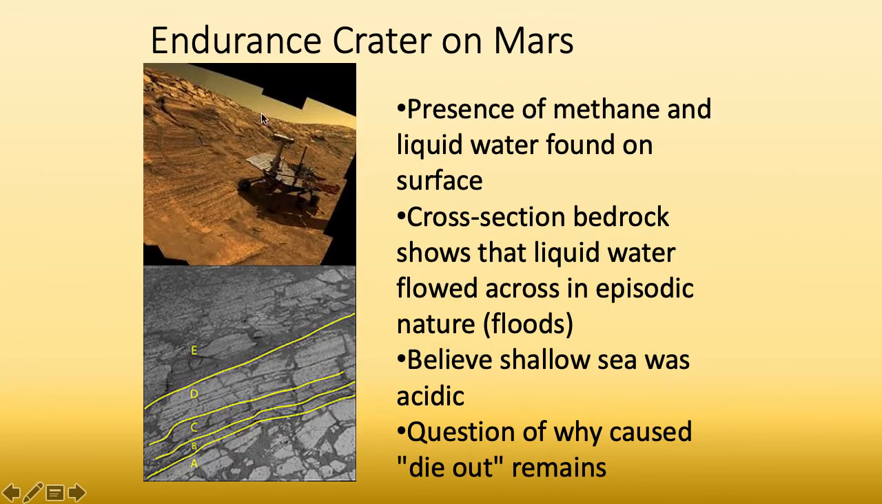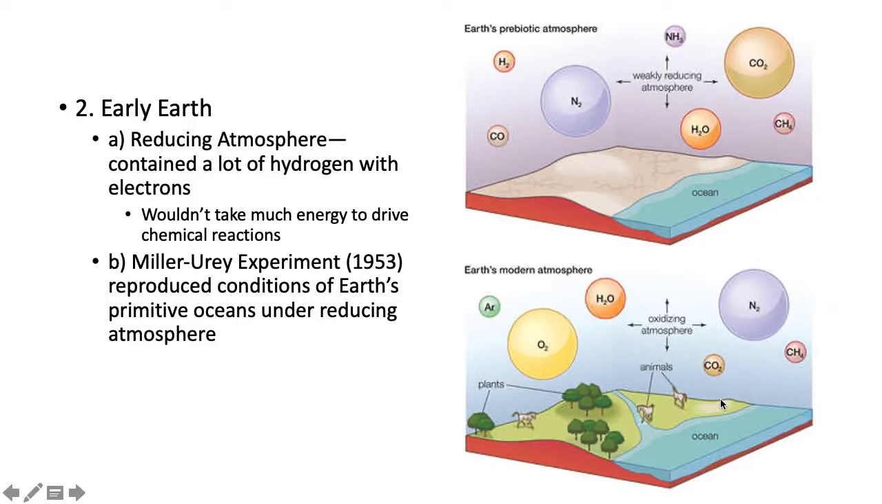Mars. Okay, so we have Endurance on Mars, but now we also have Perseverance. I probably should change the slide and talk a little bit about it. But we've detected presence of methane and liquid water found on the surface. We've looked at cross-section of bedrock that shows liquid water formation. We believe that there were some shallow seas and they were probably acidic. And so the big question is, maybe we don't know if there's life on Mars, but why did it die out? Like, so, yeah. All right, moving on.